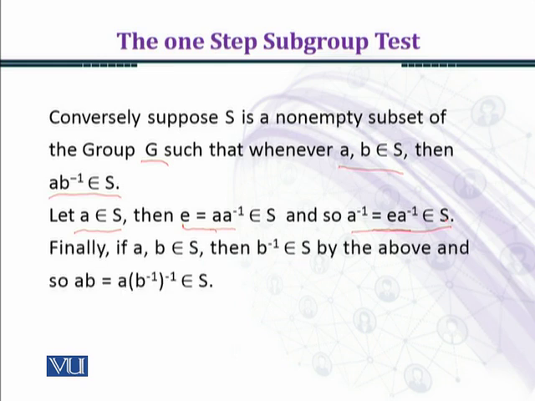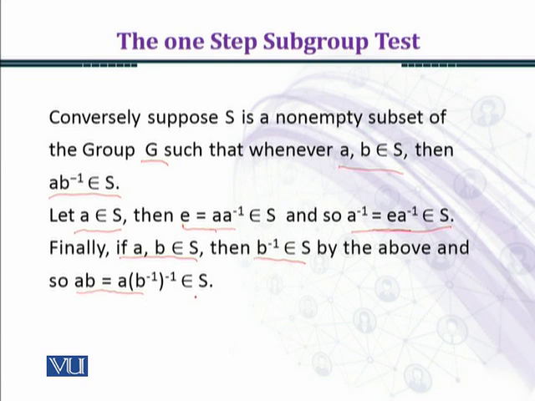Now finally, if a, b belongs to S, then b inverse belongs to S because we have proved the condition of existence of inverse in S. So the inverse of b would belong to S. By the above, a b equals a times the inverse of b inverse, as we can write the inverse of b inverse as b. And you can see that a b belongs to S because we are using the condition a b inverse belongs to S, and we are just replacing b by b inverse. And we shall get a b belongs to S in this way.